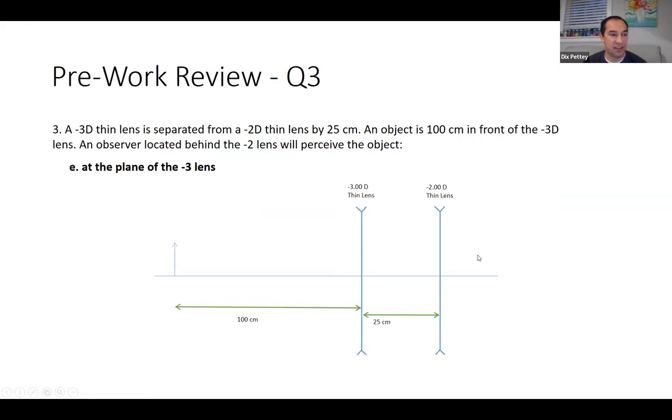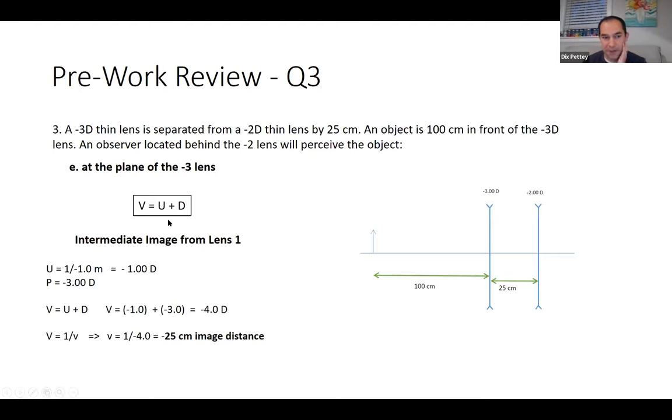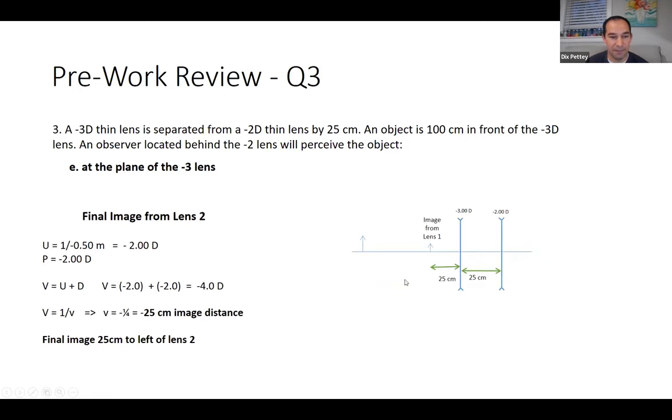So it is E at the plane of the minus three lens. I think just drawing these ones out is the best way to do this, to picture it in your mind and make sure that you're keeping your equation straight. Everybody got that one right? Any questions on question number three? Take that as a no. Here's the equation to choose, V equals U plus D. I think Jennifer, you and I, you learned this as V equals U plus P, but okay. Very good job, guys.